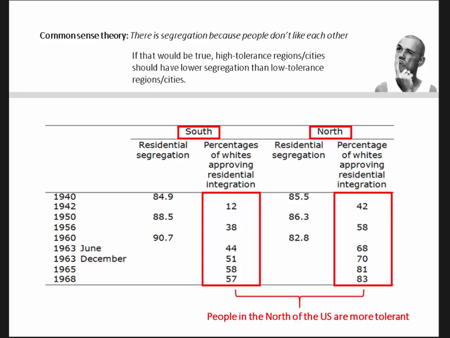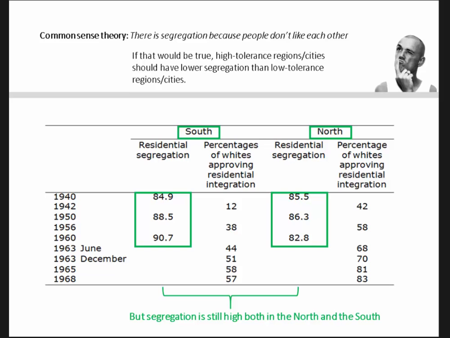Okay, now let's look at the second column. These are the indicators for segregation. How much segregation is there? When we compare the numbers for the south and the north, what do we find? Well, they're almost exactly the same. For 1940, there's a little more segregation in the north than in the south. For 1950, it's slightly more in the south than in the north. And in the 1960s, again a little more in the south than in the north. But segregation is still high, both in the north and the south.